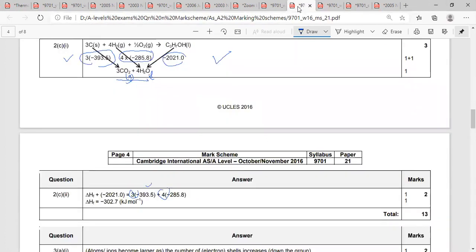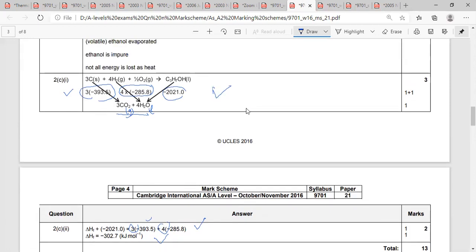So here's 2 marks: 1 mark for this one here, 1 mark for the answer. And here 1 mark for the cycle, 1 mark for the 3 times this one, and 4 times this one. I don't know which one to give it, but normally the cycle is 1 mark.